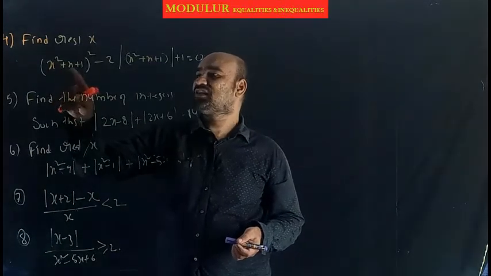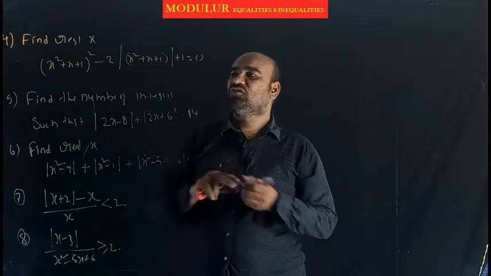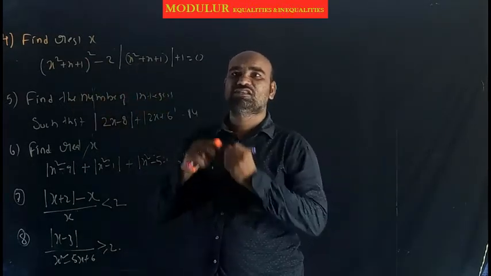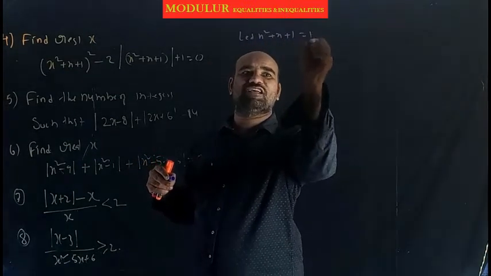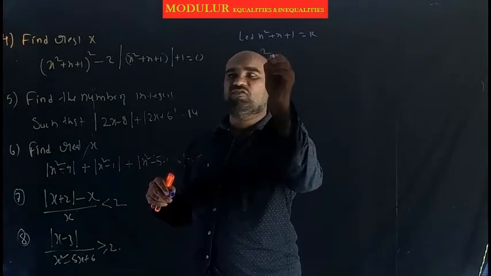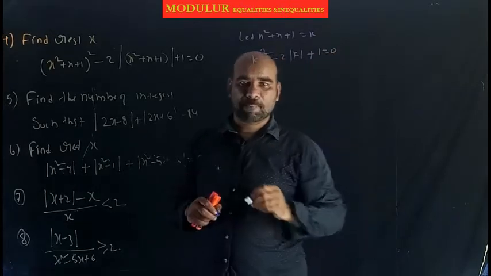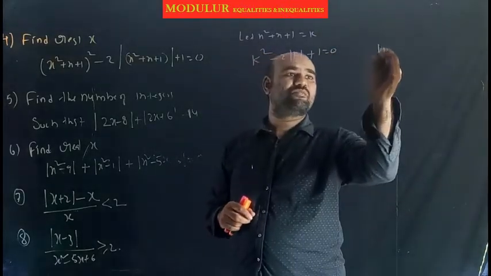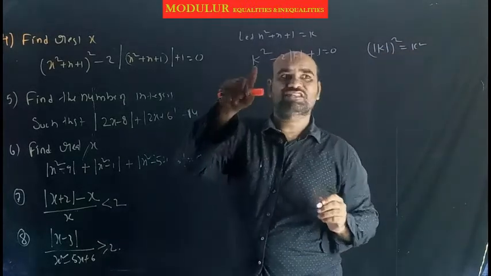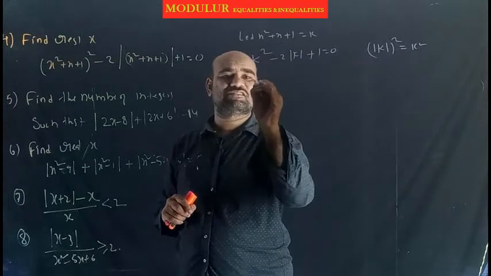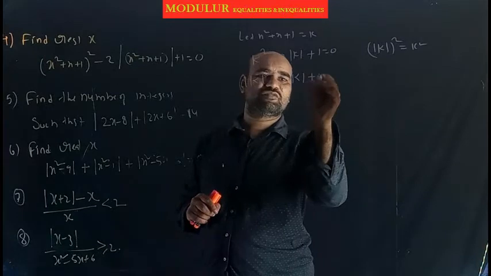x square plus x plus 1 whole square minus 2 into mod of x square plus x plus 1. So these two expressions are same, no? Let x square plus x plus 1 equal to k. The problem becomes k square minus 2 mod k plus 1 equal to 0. Important note, mod k whole square is nothing but k square only. So instead of this k square I can write mod k whole square minus 2 mod k plus 1 equal to 0.